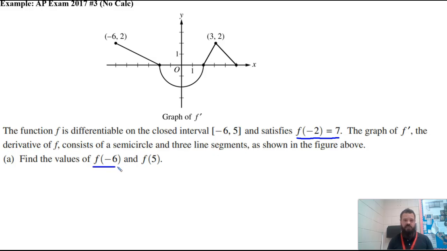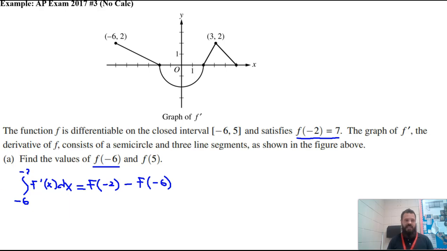Okay, so I've got a -2. I want to know -6. So what I'm going to do is I'm going to integrate from -6 to -2 of f prime of x dx. Okay, we can find that integral because we can find the areas between the curves. And I'm going to say that's equal to, by the fundamental theorem of calculus, f of the upper bound, -2, okay, minus f of the lower bound, the -6.